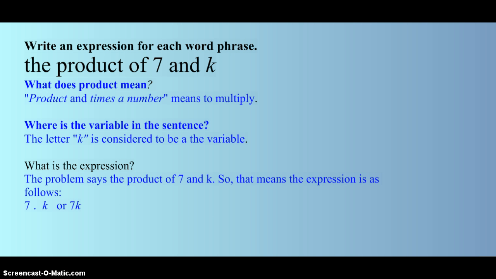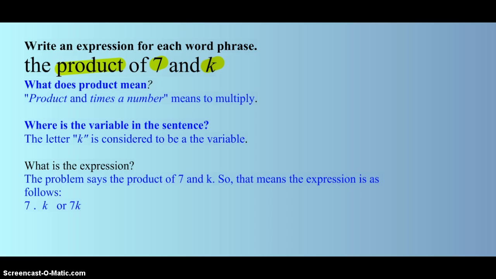So the way that this works is you have to look at the expression that they give you in phrase form and decide what it will look like in math form. So here's a really good example. It says the product of 7 and k. So you have to ask yourself, what does product mean? And then you find your numbers and your variables. And keep in mind that sometimes they won't give you a variable, you'll just have to make one up.